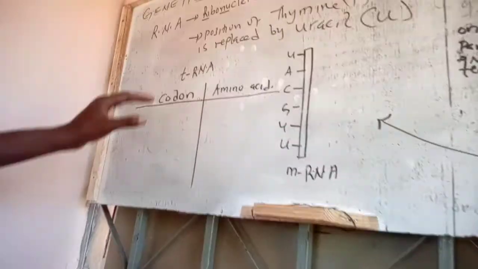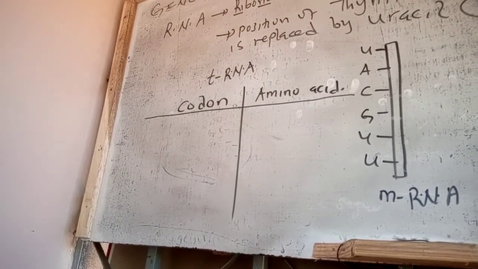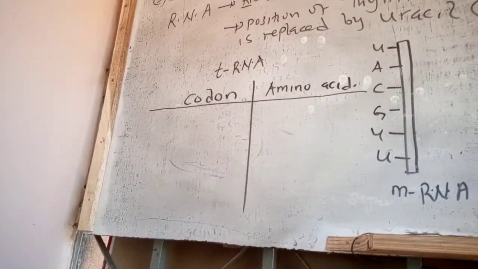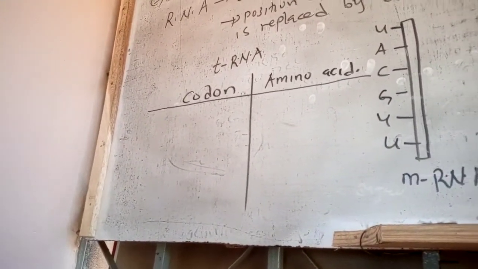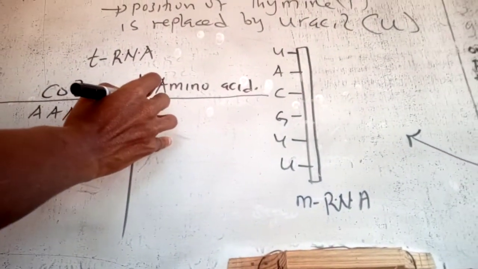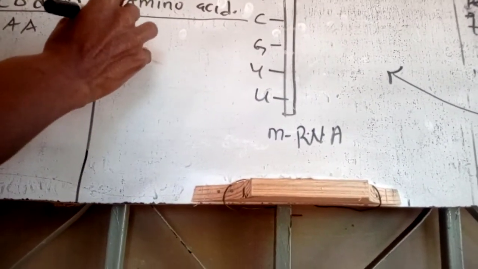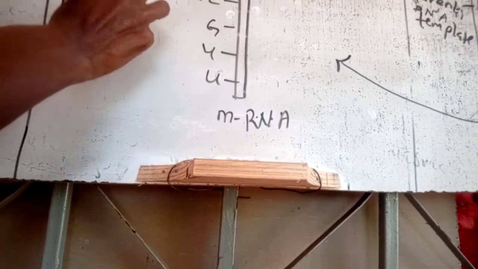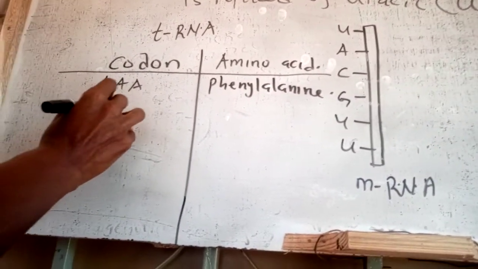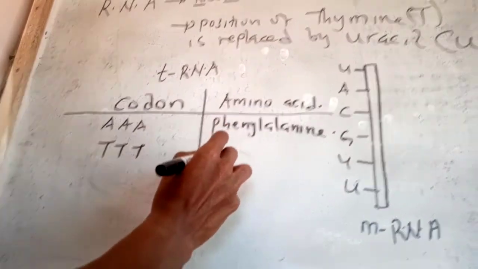So as far as the codon is concerned, I have a codon represented by the letter A, three A's, AAA, and as far as three A's are concerned, it codes for the amino acid by the name phenylalanine. Then the second one is TTT. It codes for the assembling of the amino acid lysine.